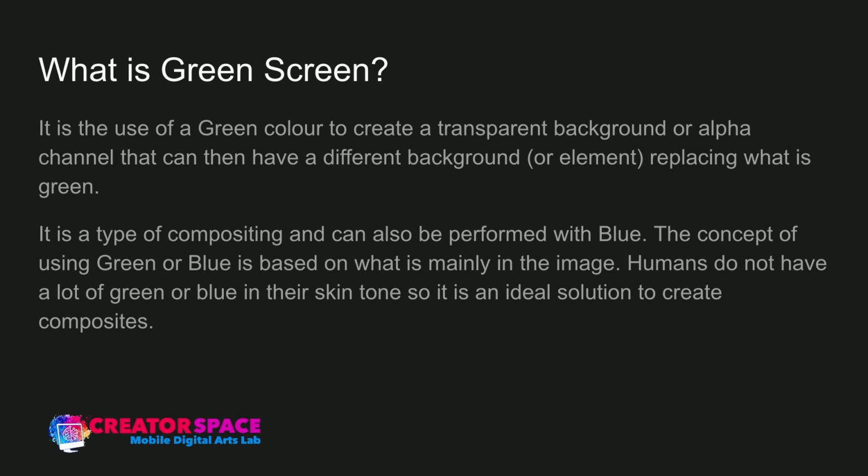Green screen is the use of a green color, or as I mentioned, it could be a blue color, to create a transparent background or alpha channel, and that can have a different background or element replacing what is green. By putting someone in front of a green screen, we can then put in a different background. For example, you can film someone in a forest with a green screen. You have that grass and maybe trees in the foreground, put a green screen behind them, and then you can add a canyon or rivers or things like that that don't exist in that space. That's the cool thing.